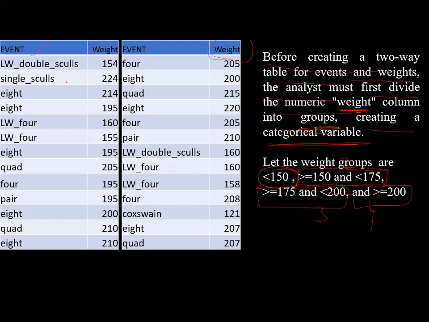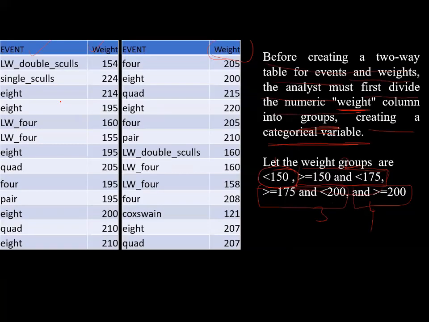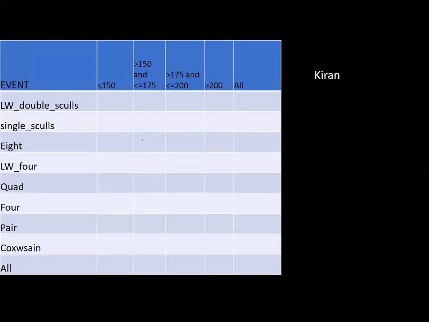Now, LW double sculls. How many are there? This is one. This is the second one. What are the weights? 154, 160. Both fall into this second category. So there are only two. So we can say this is 0, this is 2, this is 0, this is 0, this is 2.